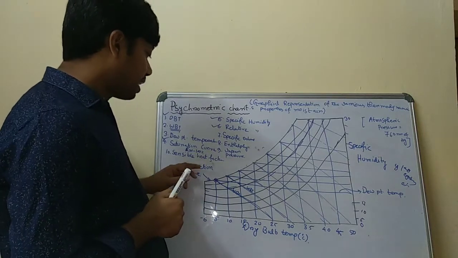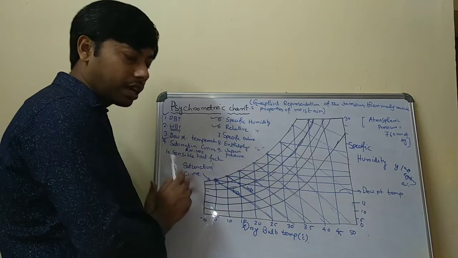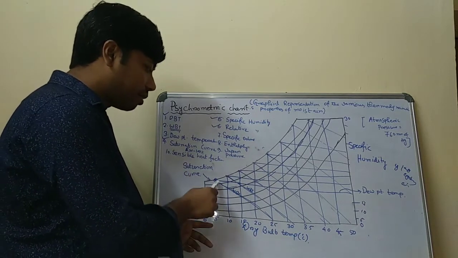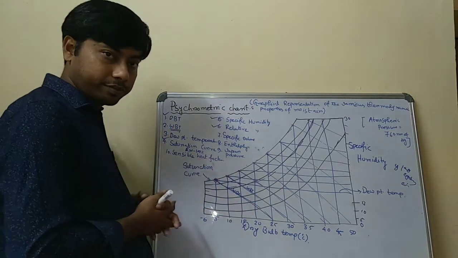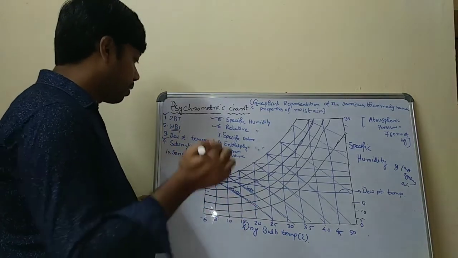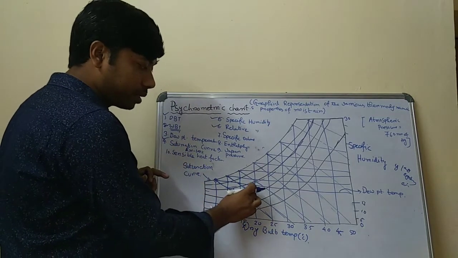It means that in a saturation curve, the dry bulb temperature and wet bulb temperature both are equal, right? Now, what is dew point temperature? Dew point temperature, it is at wet bulb temperature basically.